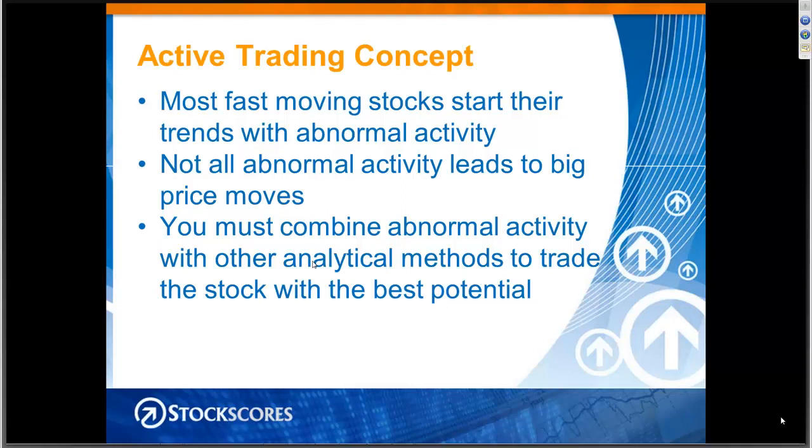So that's the logical thing that you really have to understand. Most stocks that do well will start with abnormal activity, but not all abnormal activity leads to big price moves. And therefore, you must combine this search for abnormal activity with some other analytical methods to trade the stocks with the very best potential. In any one day, I might get 50 to 100 alerts of stocks that are behaving abnormally. But I will only take somewhere between 2 and 5 trades a day based on those signals.